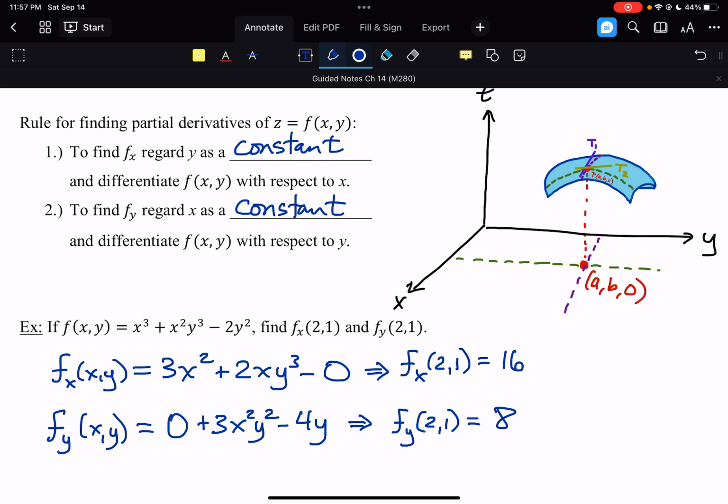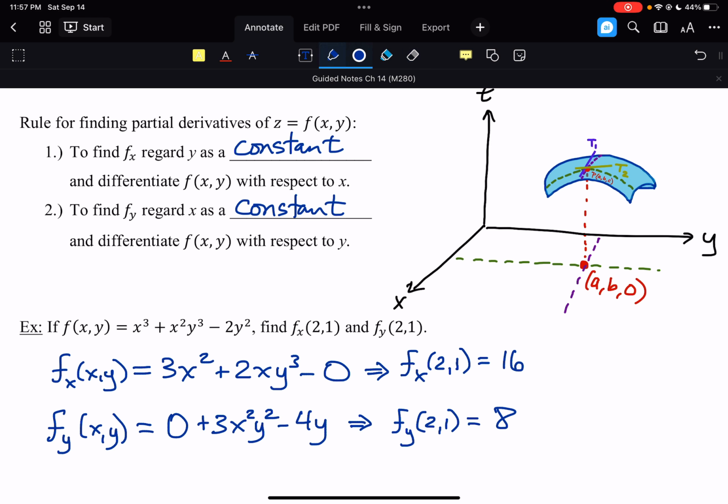And this one is 8. So what this tells us is on this surface, on this polynomial surface in 3D, if you locate the point (2, 1) on the surface, and you look in the x direction, the slope of that surface is 16. So it's very steep in that direction. If you look at the same point, but then turn in the direction of y, the slope is going to be only 8. So it's going to be half of what the slope is in the x direction.